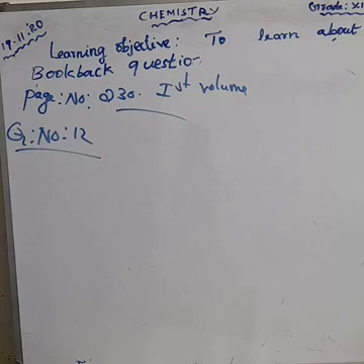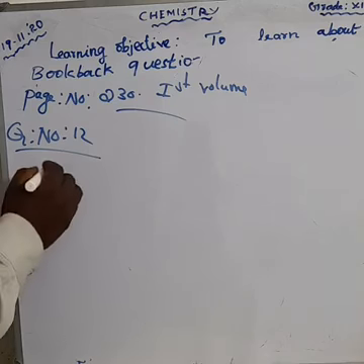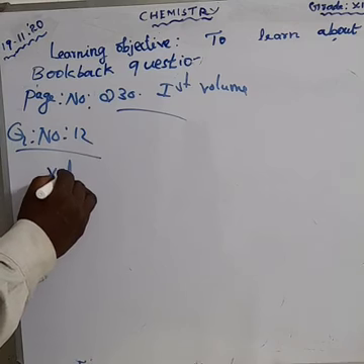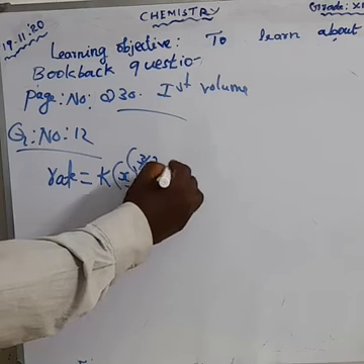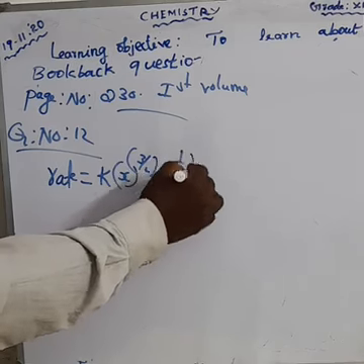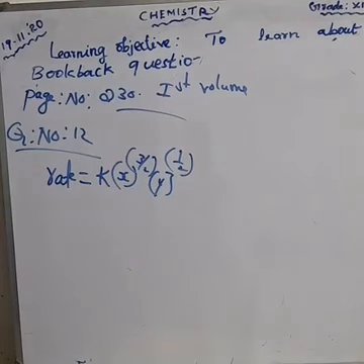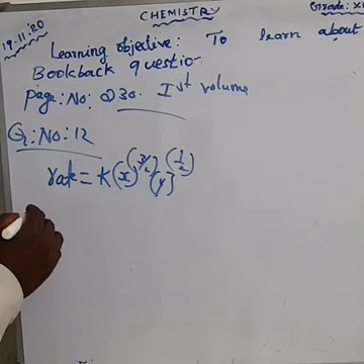What is the overall order of the reaction? We should write the overall order. What is the order of reaction with respect to Z? That's the question. For each term you should write the formula. Rate is equal to k into [X] power 3 by 2 and [Y] power 1 by 2. Overall order, you should write the overall order.